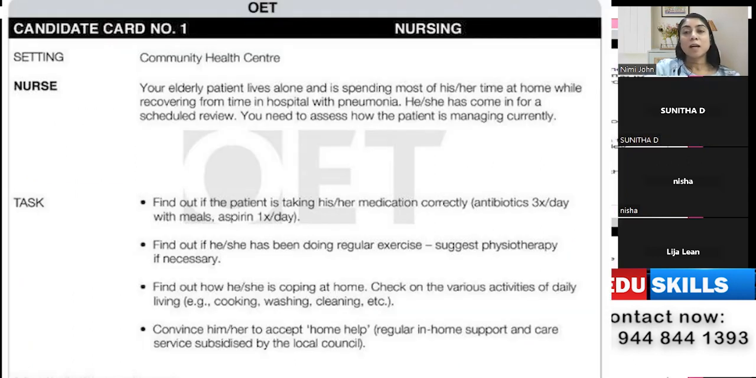So yesterday we had discussed until there. So this is the role play; we had a discussion on our platform. This is a community health center. The patient role play card will be with the interlocutor and we have the candidate card. In the patient role play, the last sentence says we pursue to accept the suggestions of home help. They will not accept at first, so we have to try to convince the patient.